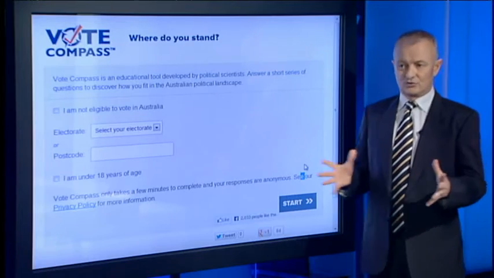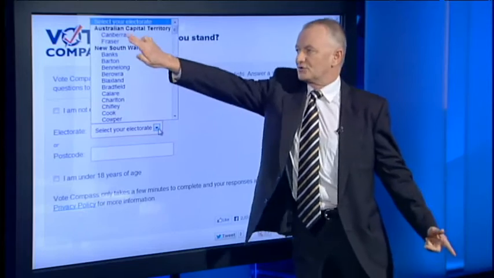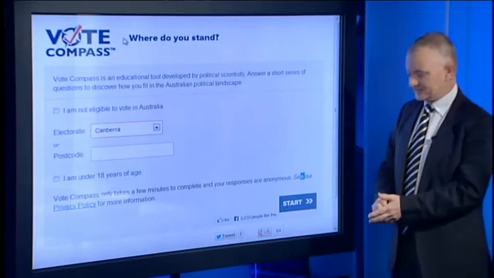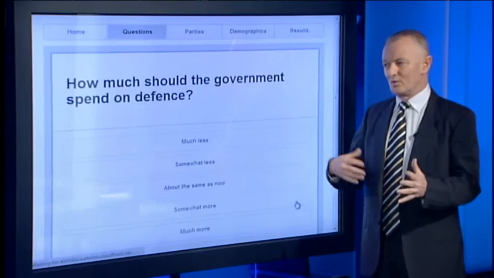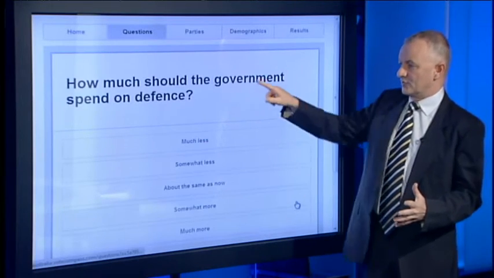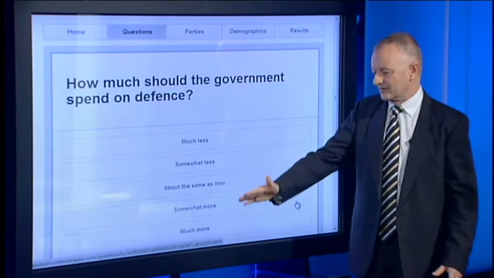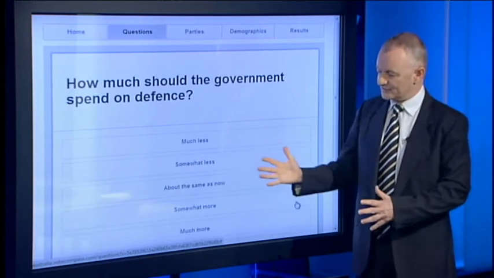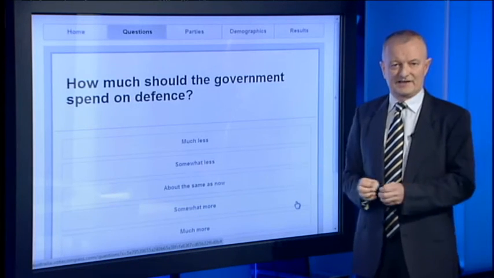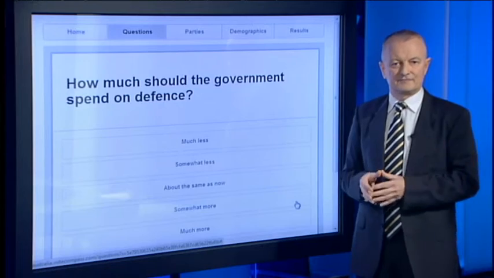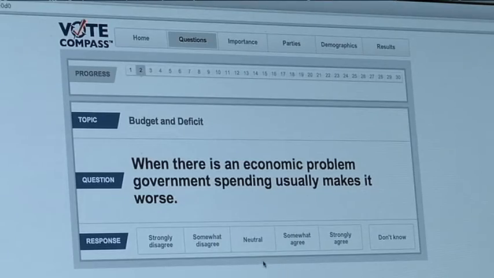To fill it in, it's all online, and at the start of the survey, you just state what your electorate is. We'll select Canberra in this case, and then off you go. You'll be presented with a series of 30 questions, one after the other, and you're given the question at the top here and up to 5 different responses, from strongly agree to strongly disagree. The answers vary depending on the question, and there are 30 questions in about 10 different policy areas you can answer. So we'll just start to fill in a couple of answers here now.